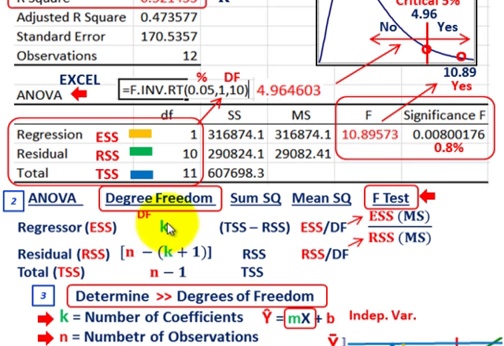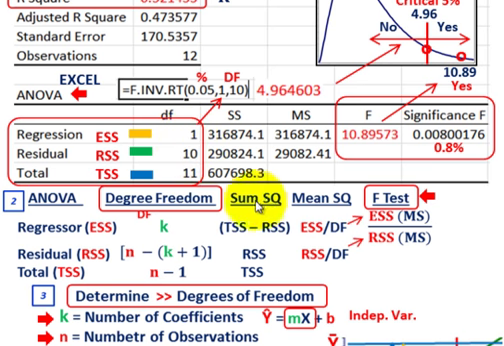Just referred to as K, and that's going to be the number of coefficients we have here in our equation. And we only have one in this case here. So for our problem, we've got only one coefficient. That was that X variable here, the coefficient for that X variable.